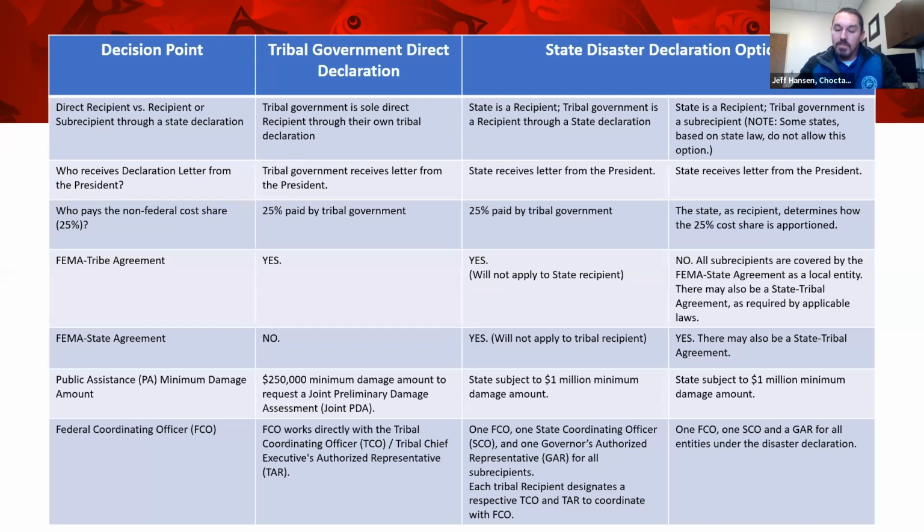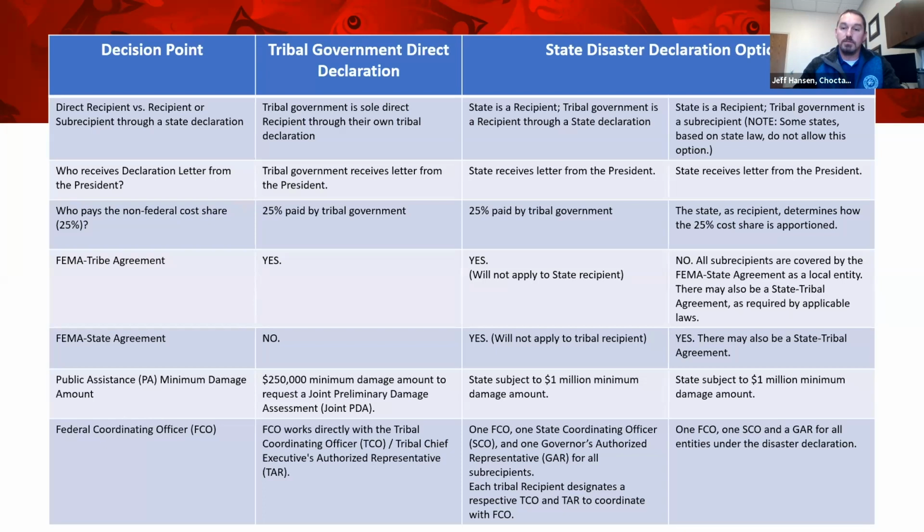The other thing that we as the Nation have to take into consideration is local jurisdictions. If there is a large disaster, or frankly even a small disaster, where we have received damage and the local jurisdiction received damage, if you go under the state, the tribe's damages are calculated into the local jurisdiction's damages and will help them meet whatever thresholds they need to meet. If we go direct, our damages cannot be counted toward the state. So there is the risk of potentially causing a local jurisdiction to not be able to meet their threshold.